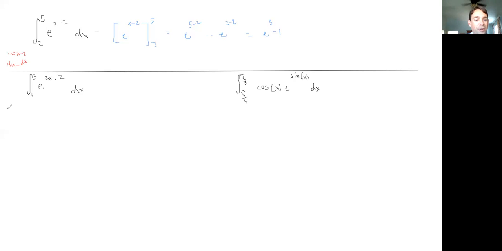All right, let's see here. First of all, I would have done a u sub on this one. So u equals 3x plus 2. So du is 3 dx. So 1/3 du equals dx. So if we plug all that in there, this would have become e to the u times 1/3 du.